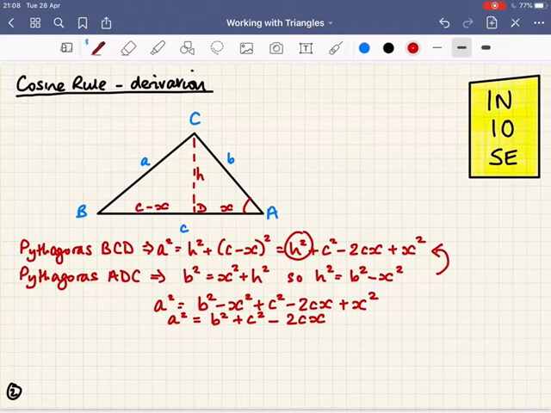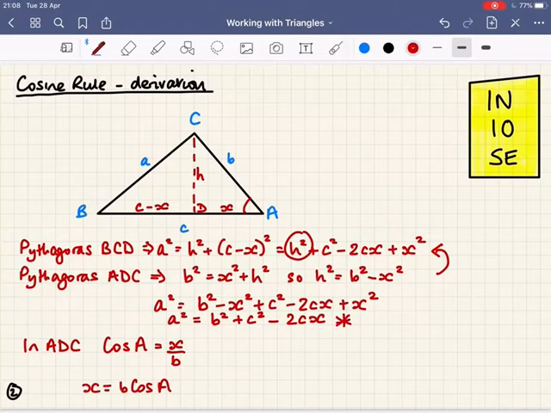So let's see if we can find an expression for x. Well, if I look in that triangle ADC again, I can see the angle A there, using a bit of simple trig ratios. Cosine of A is adjacent over hypotenuse, that would be x over b. And that tells me that x, I can create an expression, is equal to b cos A. So I can now go back to this expression here and substitute that in for x.